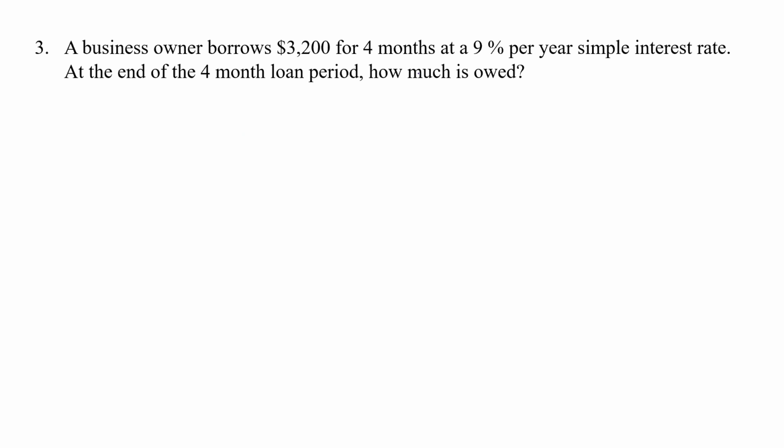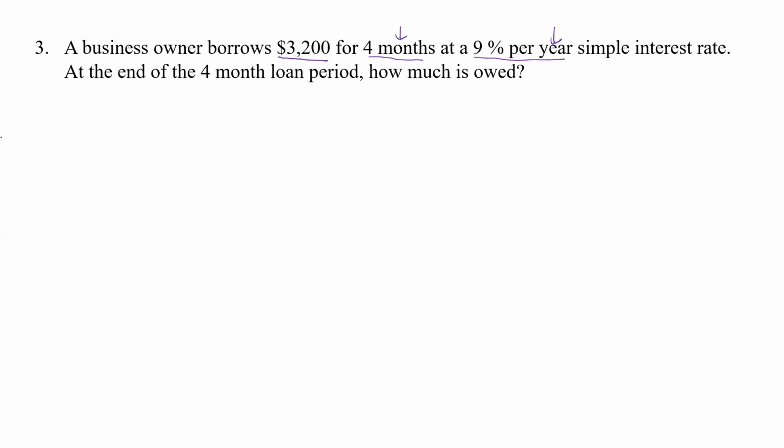Okay, so we are going to borrow this. So that's going to be our principal. Now, our time is 4 months, but our rate is 9% per year. Notice those are not equal. So what we need to do is convert our months into years. So how do we do that? Well, how many months are in a year? Well, there's 12 months in a year. So if we divide that 4 by 12, that will give us the amount of the year.